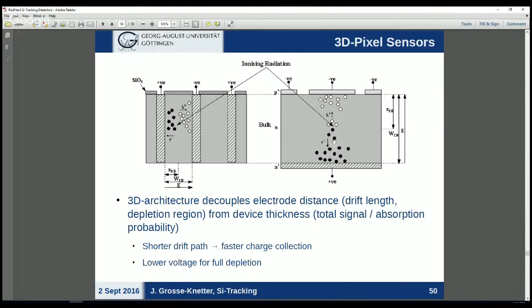And well, if you have a long distance, your trapping will act and kill your charge before it reaches the electrode. That's the problem with the trapping. On the left-hand side, you see the 3D electrode design. So you have electrodes penetrating into the material.